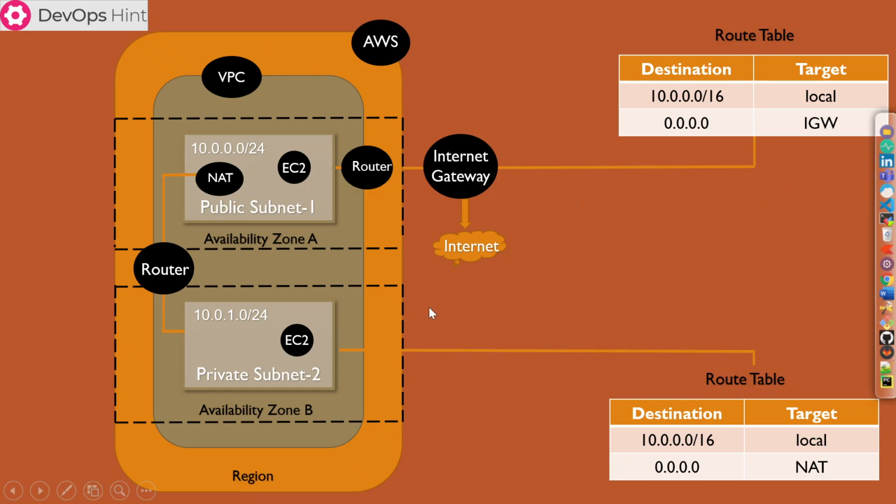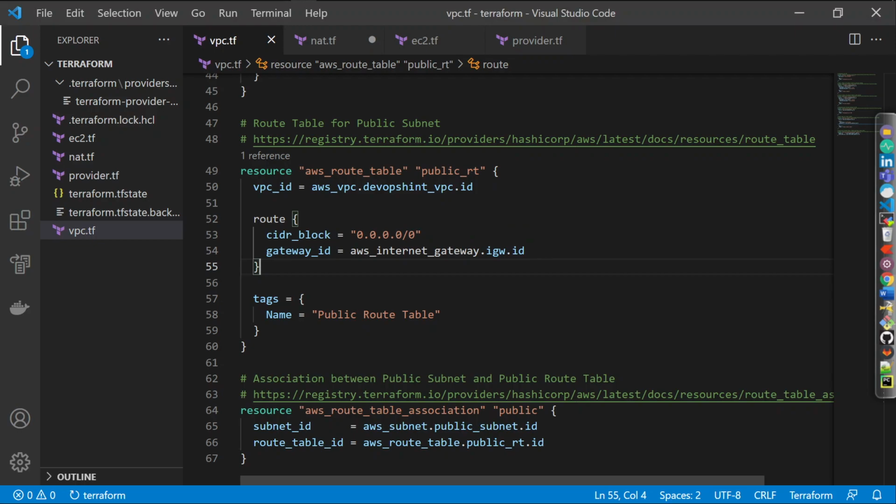Now we saw the VPC and the 2 subnets, now the route table. Here you can see we have a route to the internet gateway. For the public subnet, in the public route table we have a route to the internet gateway. So the same we are doing here. You can see we are adding one route, and in that route we are giving a route to the internet gateway.